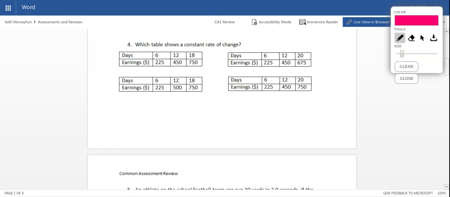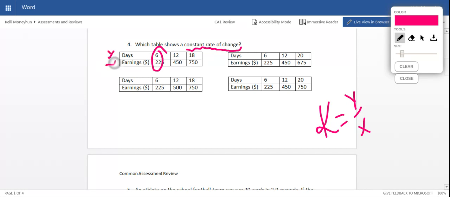All right, next one. You guys are really good at this kind of stuff. Okay, it says which table shows a constant rate of change? Okay, y'all know the constant formula. K equals y divided by x. So you're going to do this for every single pair. Okay, so you're going to pick a pair.